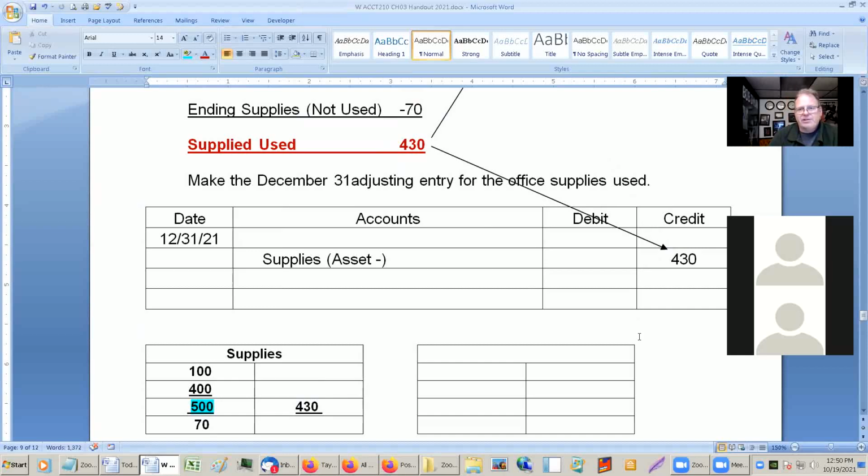We need another account. What account do you think we'll probably use? Well, first of all, is it going to be a revenue or an expense? Expense. Expense, good. So probably supplies expense, something like that. Oops, that's not how you spell supplies, by the way.